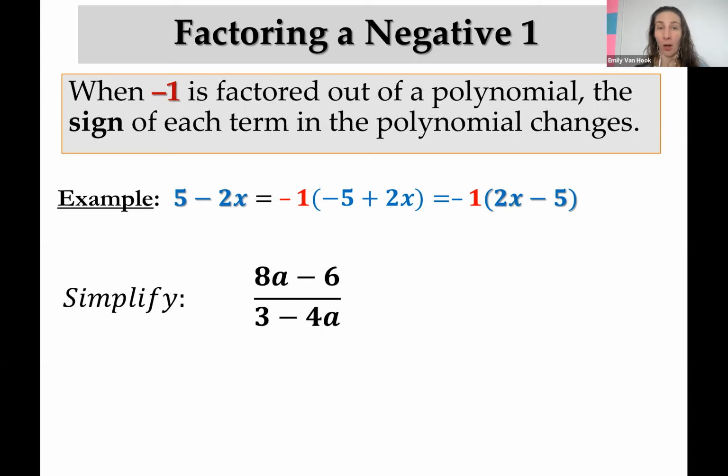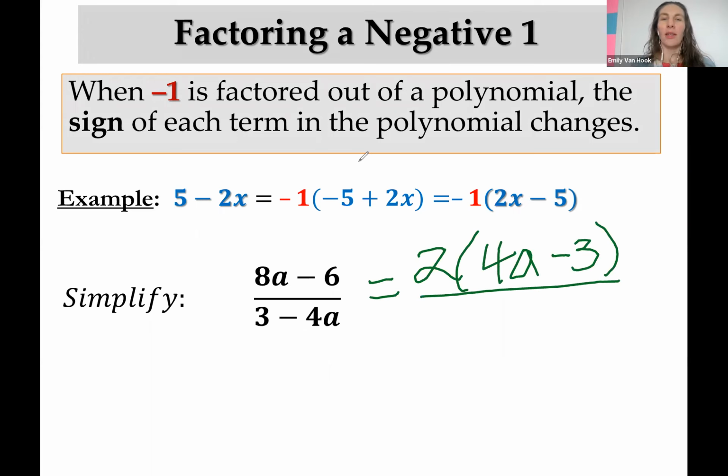Okay, who cares? Why would we need to do this? Well, see below, here's an example where you might want to do this. If we factor in this problem 8a minus 6 over 3 minus 4a, right away, doesn't that 3 minus 4a look backwards? Don't you want to rearrange it? That's what we're going to be doing. Let's start with the numerator. The 8a minus 6, we can factor out a 2. Nothing special there, just factor out a 2, and we get 4a minus 3.